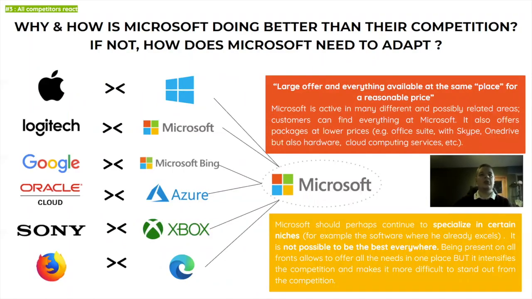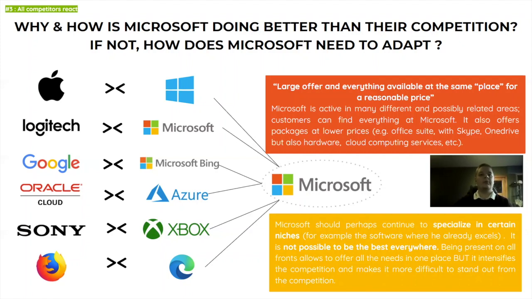Also, the main way in which Microsoft does better than the competition is that it has a large offer and everything available at the same place for a reasonable price. Customers can find everything at Microsoft, and it also offers packages at lower prices. Unfortunately, when looking at its products separately, its competitors often do better. So Microsoft should perhaps continue to specialize in certain niches, for example the software, as it is not possible to be the best everywhere.